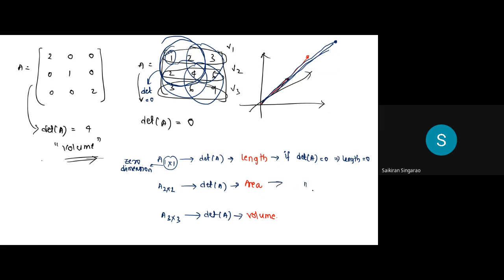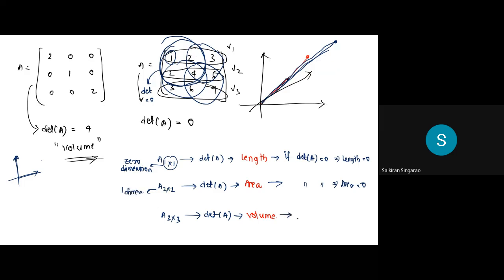Similarly, if the determinant of the 2 cross 2 is 0, what is happening? Area is becoming 0. To show area, you need two lines, x and y. If the area is becoming 0, it has become one dimension. Whenever a 3 cross 3 determinant is coming 0, what does that mean? It has to be volume, but the volume has decreased and it has become either a sheet or a line or a dot also.